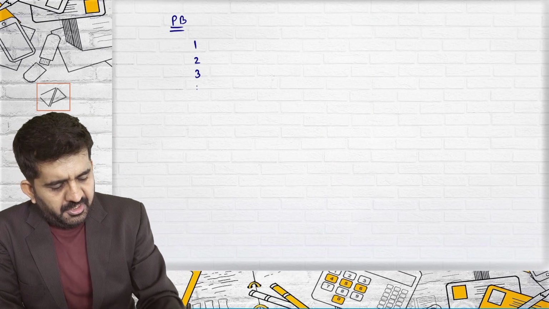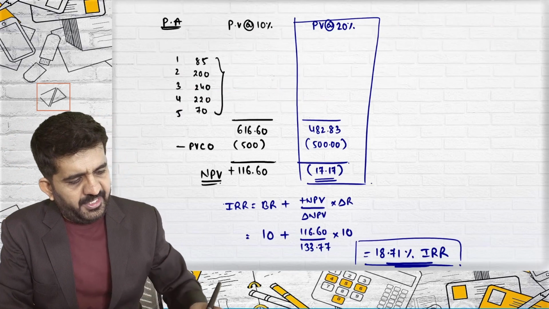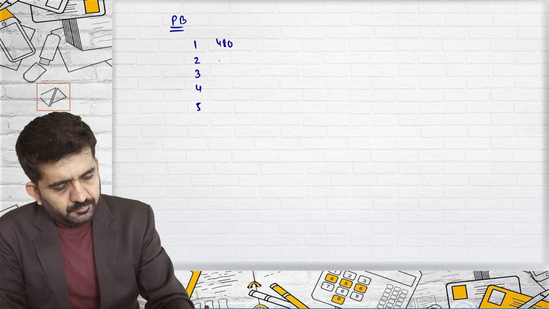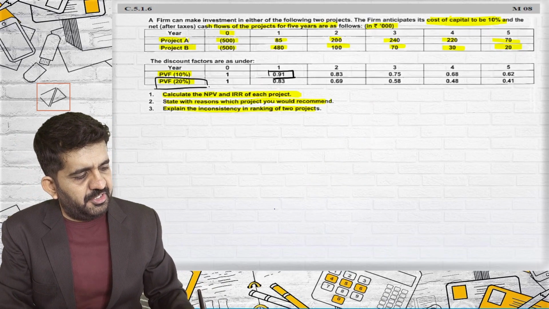1, 2, 3, 4, 5. Cash flows are 480, 100, 70, 30, 20.